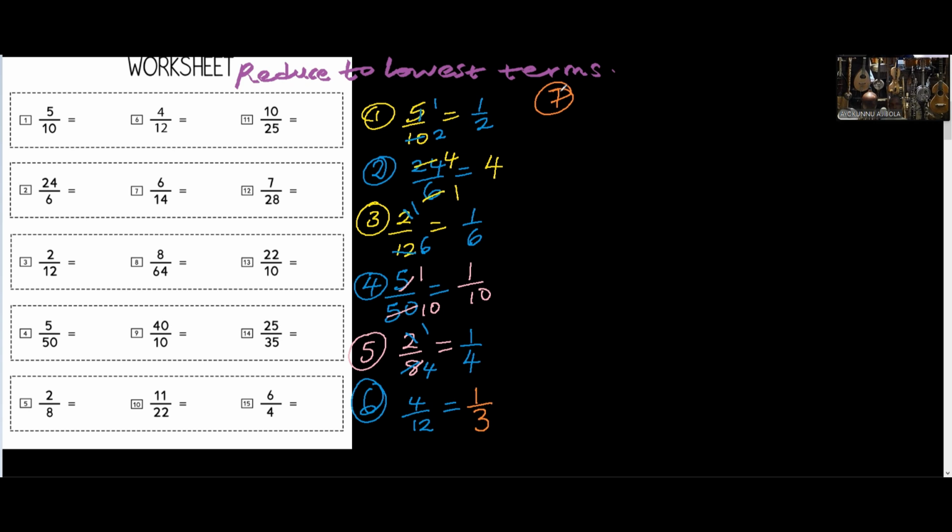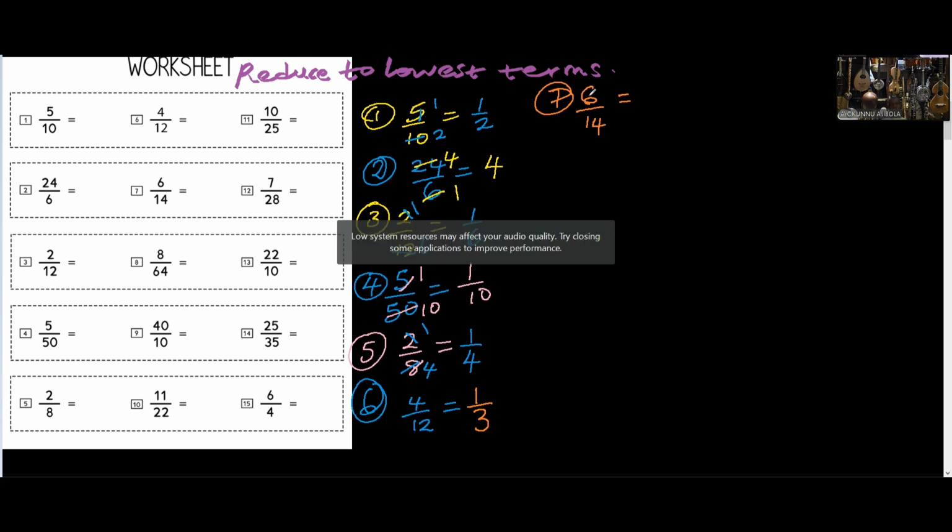So number 7, we have 6 over 14. What do you think this should give me? That should be 1 over 2. No, because this is not 12, okay? If this is 12, it will be 1 over 2, but it's not 12. So you look for a number that can factor both of them, a number that is a factor of 6 and is also a factor of 14.